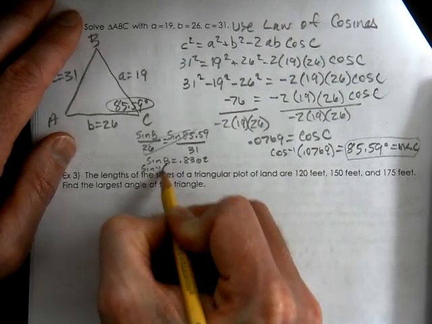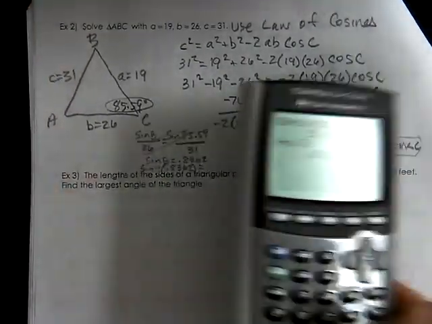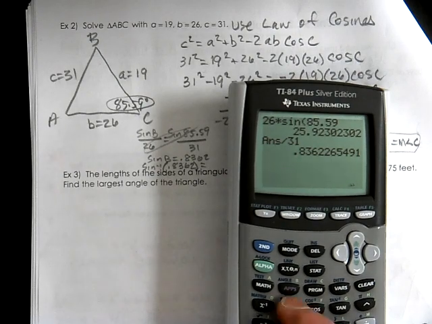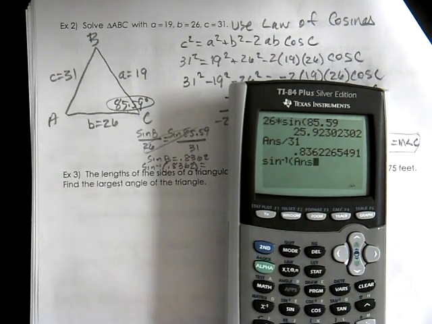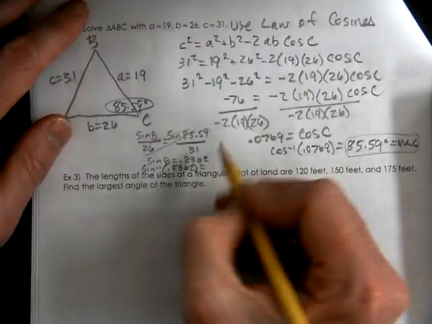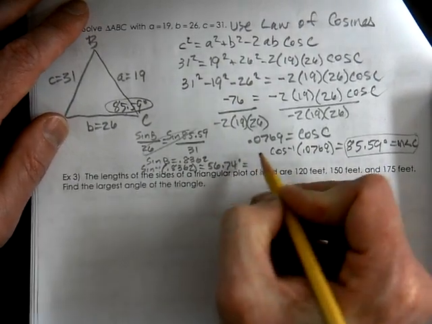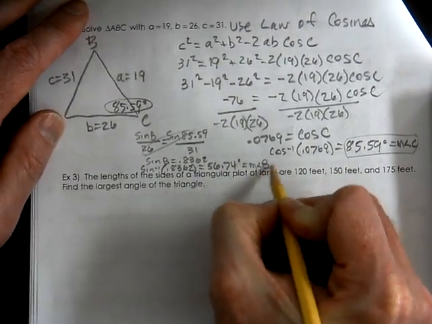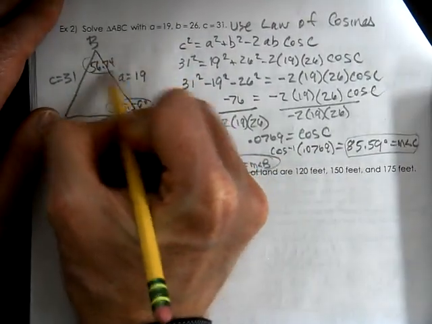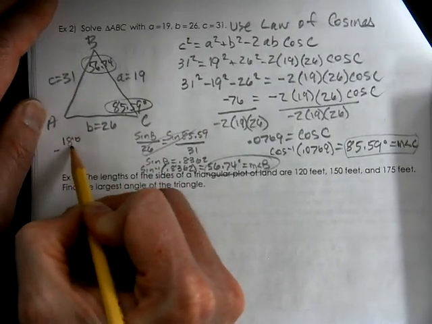So sine inverse of 0.8362 is going to equal 56.74. Those are degrees, and that was the measurement of angle B. 56.74. And then to get the last angle, we can subtract.